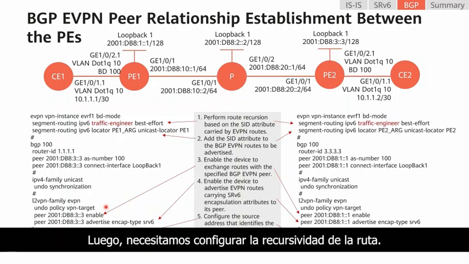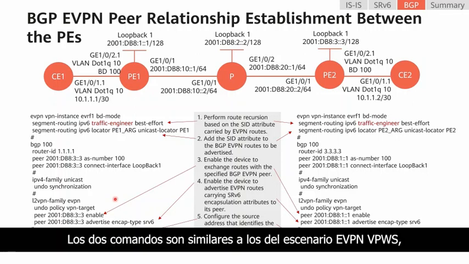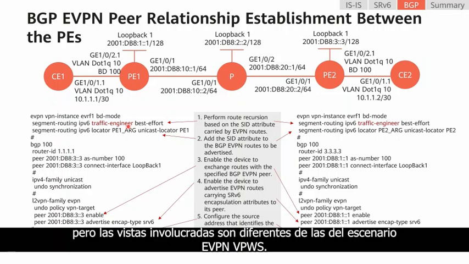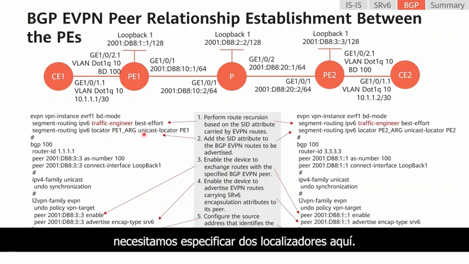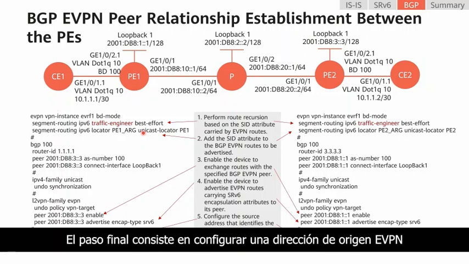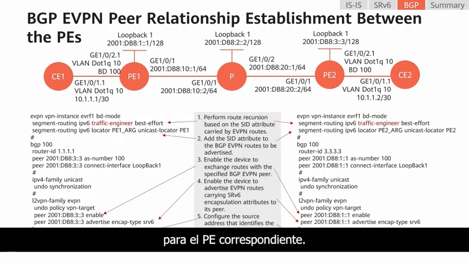Then we need to configure route recursion. The two commands are similar to those in the EVPN VPLS scenario, but the involved views are different from those in the EVPN VPLS scenario. In addition, because the EVPN VPLS scenario requires two locators, that is, one bomb locator and one unicast locator, we need to specify two locators here. The final step involves configuring an EVPN source address for the corresponding PE. The configurations on PE2 are similar.